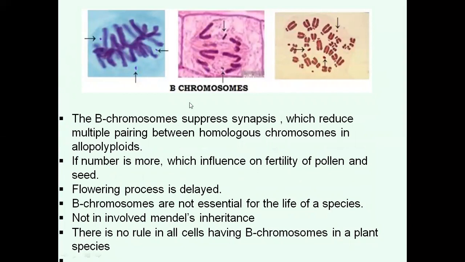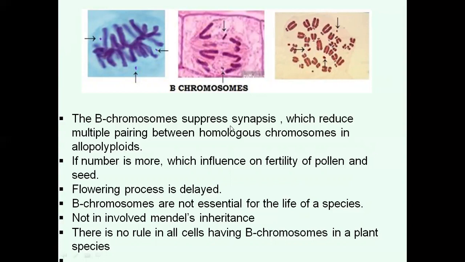See here, during the anaphase process, one of the chromosomes is alone and does not move to the upper pole. It will be retained in its own place. So these isolated single chromosomes, apart from the A chromosomes, are called B chromosomes.